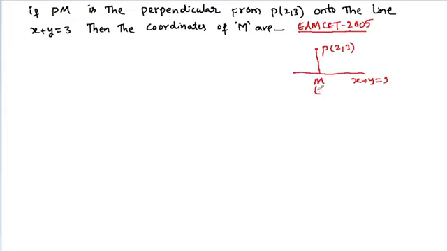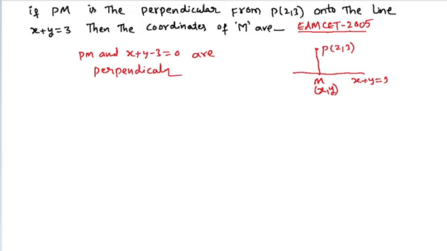So now we take this point as M(x, y). M is the point of intersection of the given line and the line PM. So here both the lines are perpendicular. PM and x plus y minus 3 is equal to 0 are perpendicular.